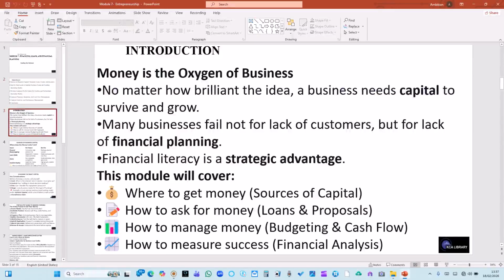Money is the oxygen of business. No matter how brilliant the idea may be, a business needs capital to survive and grow. Many businesses fail not for lack of customers, but for lack of financial planning. Therefore, financial literacy is a strategic advantage. These modules will cover: 1. Where to get money, that is sources of capital. How to ask for money, such as loan and proposal. Then how to manage money, that is budgeting and cash flow, and how to measure success, that is financial analysis.